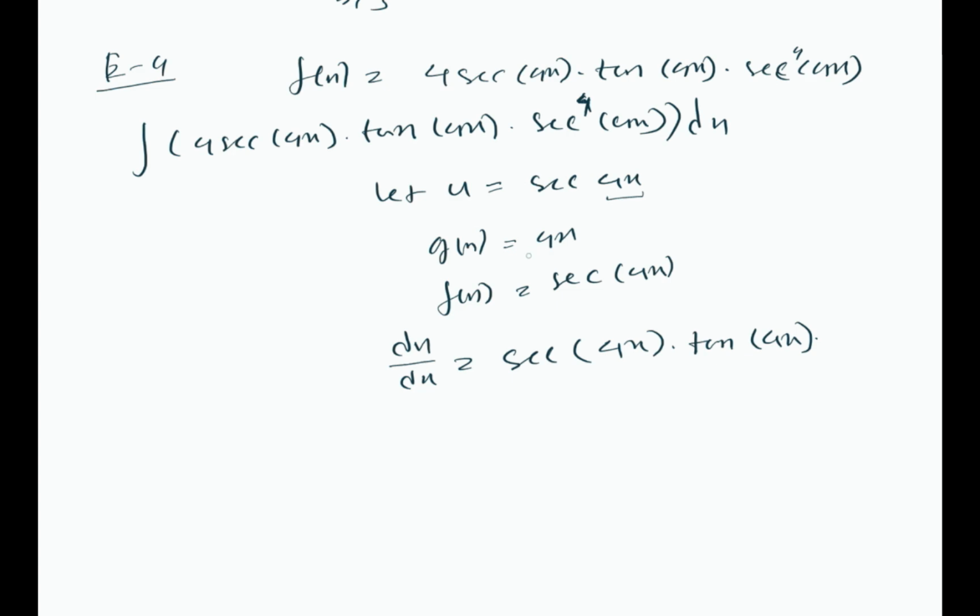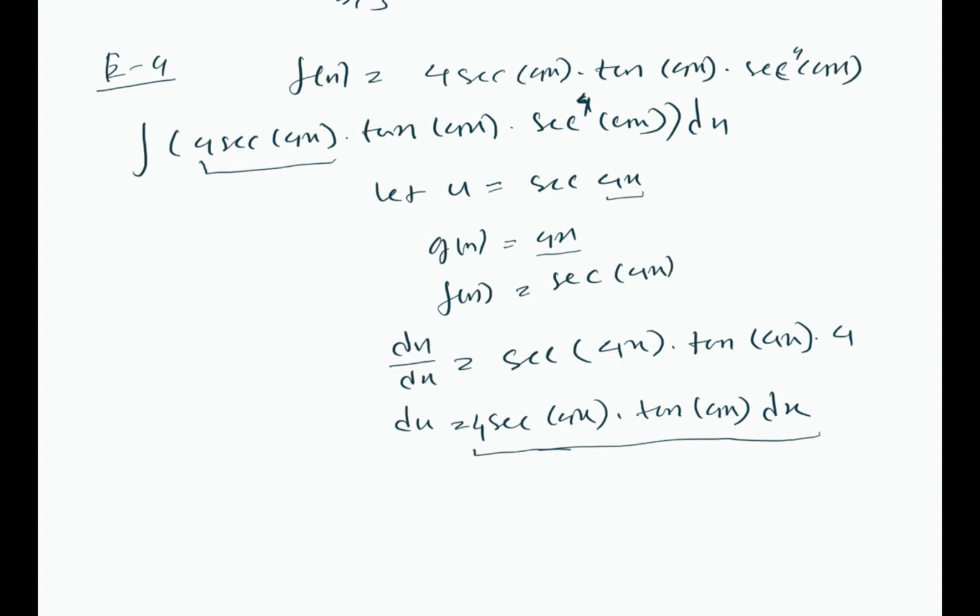Now we need to differentiate the inner function. So the derivative of 4x is only 4. So we can write du is equal to sec of 4x times tan of 4x. Okay, we can put our 4 in front of all and dx. So if you check now, we have du is equal to 4 sec of 4x tan of 4x dx.